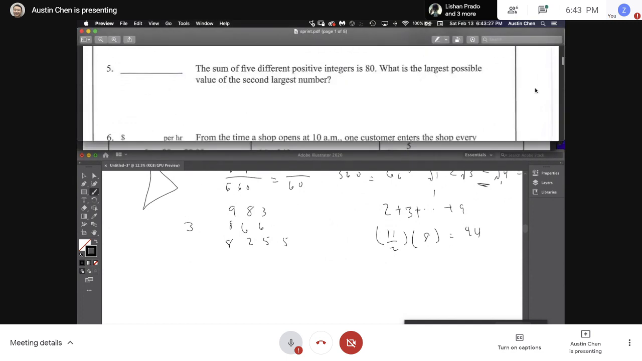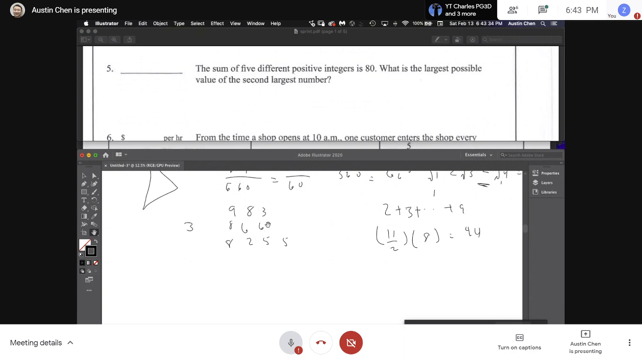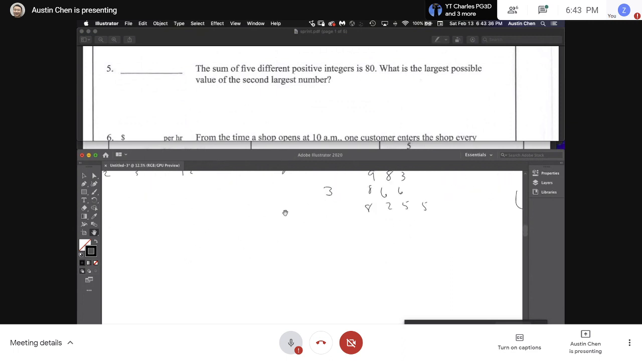Okay, the sum of 5 different positive integers is 80. What is the largest possible value of the second largest number? Okay, so we're summing 5 different positive integers, and we're summing it to 80. If we want the second largest number to be as large as possible, we want all the other numbers to be as small as possible, right?